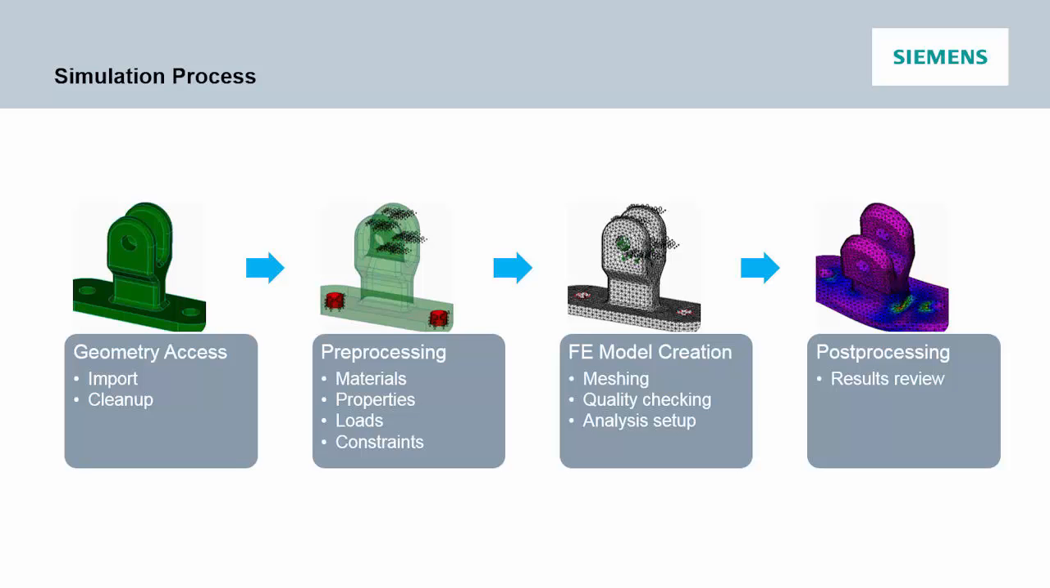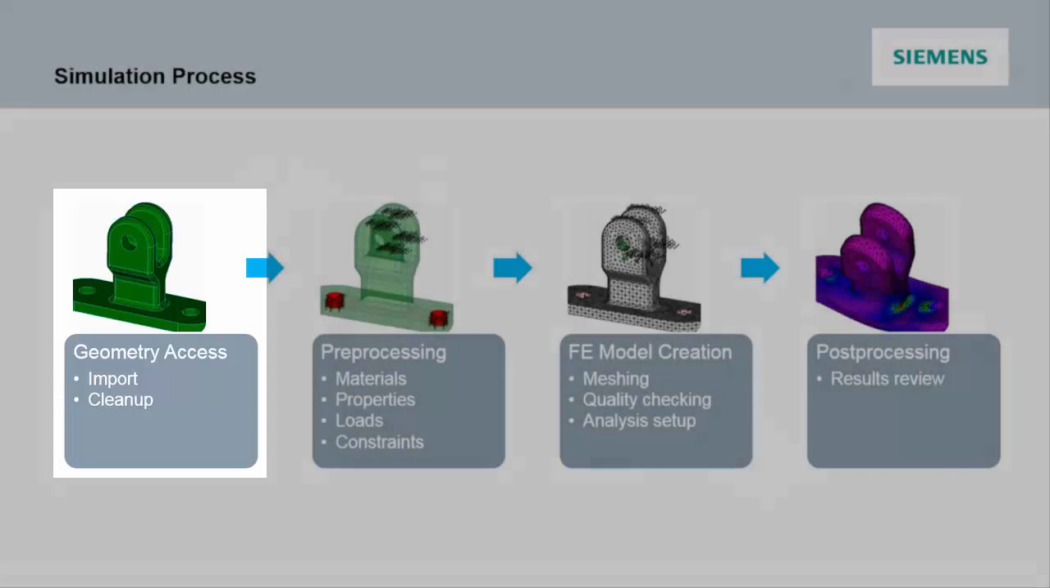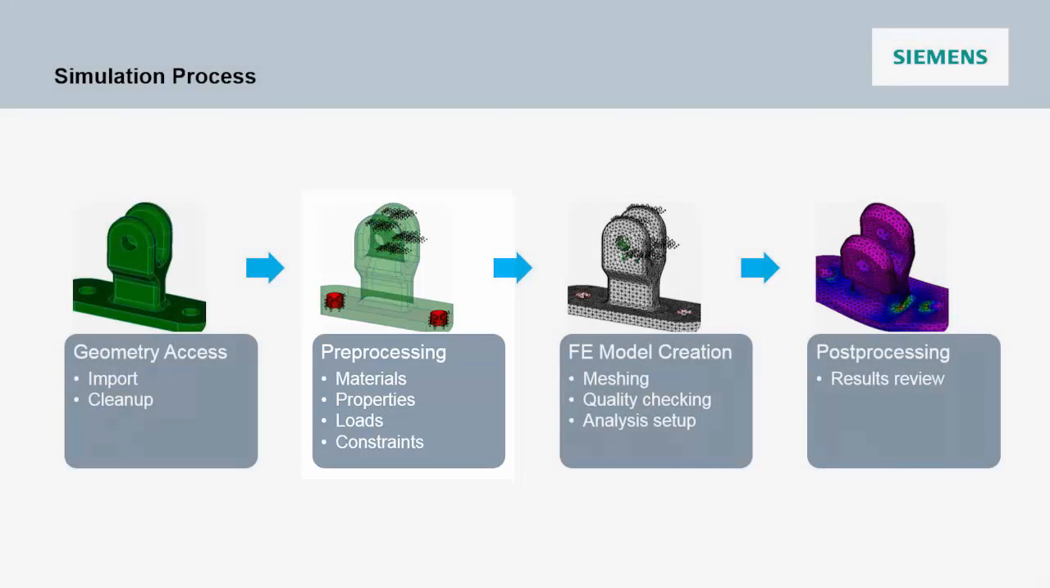In the previous video, we started the simulation process on a machined ARM component and imported and cleaned up the CAD data. In this video, we'll continue the simulation process and define materials, element properties, and boundary conditions to the model.